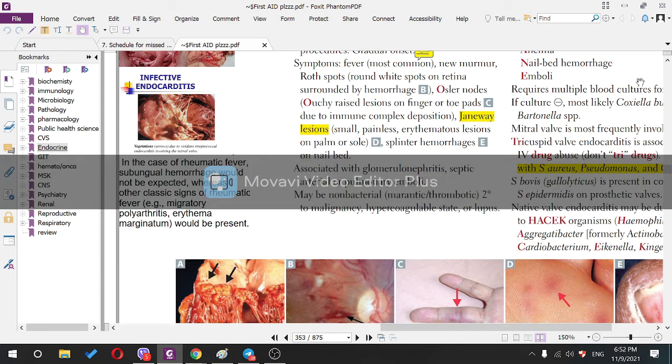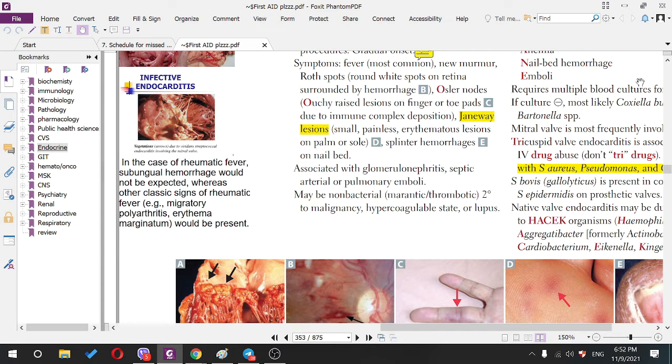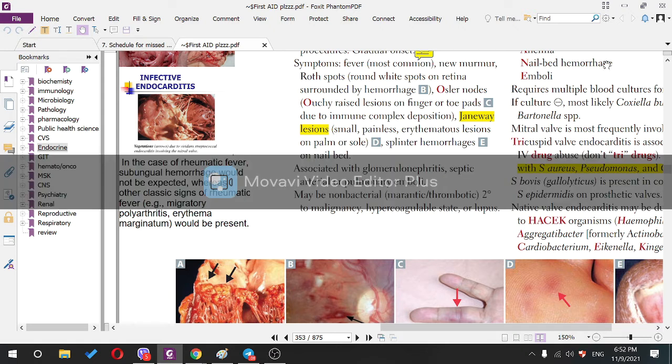Well, septic emboli. What does it consist of? What is inside of the septic emboli? Like a thromboembolism, we know it's a thrombus. Fat emboli, we know what it is. But what is septic emboli? What makes it septic? Exactly, bacteria. It's bacteria. So they also tell you it may be non-bacterial.